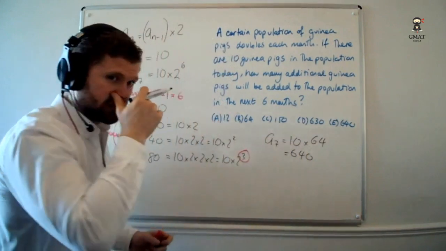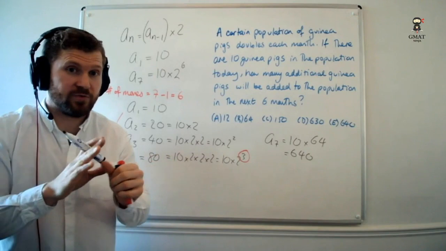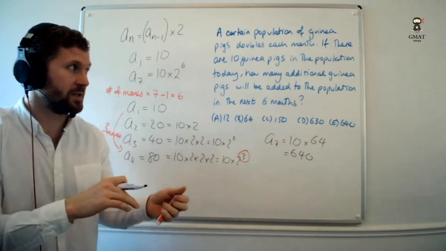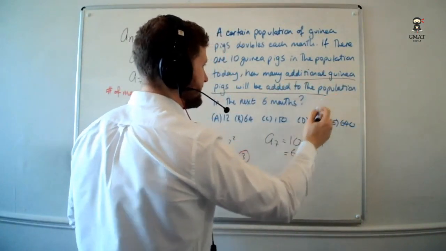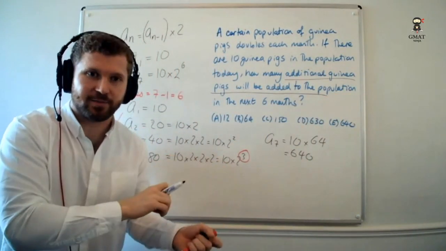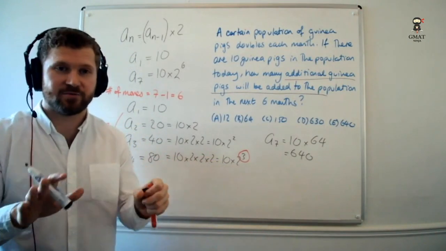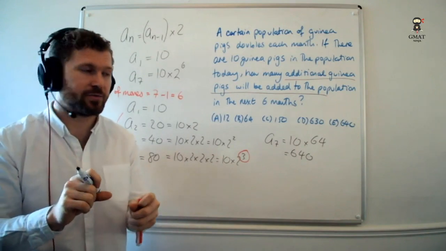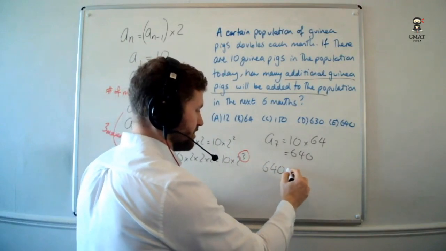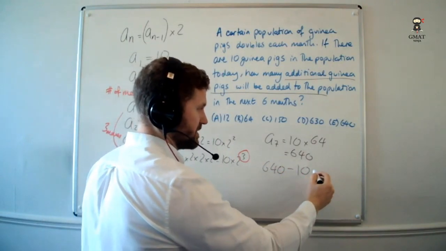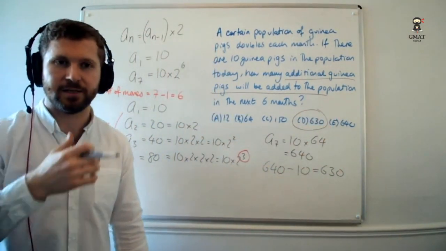So 640. Now, again, the challenge here is we're not done. It feels like we're done. We found the term that we were looking for. But again, the question is how many additional guinea pigs will be added to the population, not how big is the population. Again, they're not trying to trap you. They haven't hidden that anywhere. It's written in plain sight. You've just got to be careful with what you're doing. So the number of additional guinea pigs that have been added: we've got 640 now. We started with 10, so we've added 630 guinea pigs to the population. So our answer here is D.